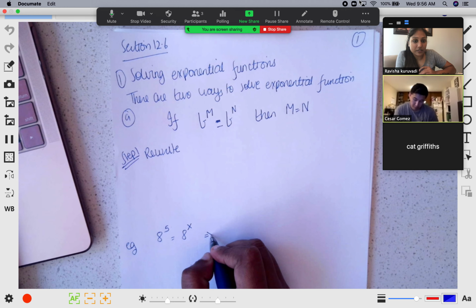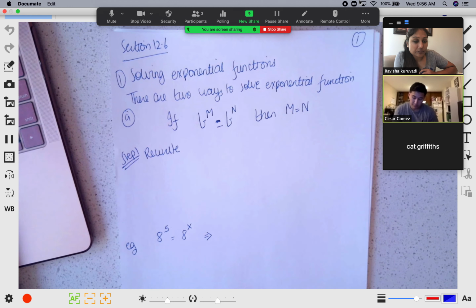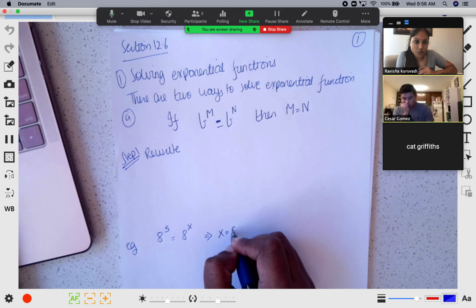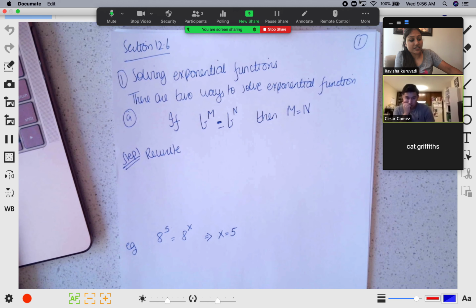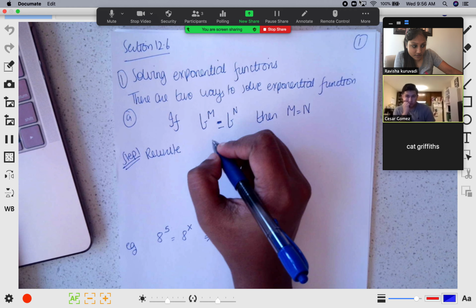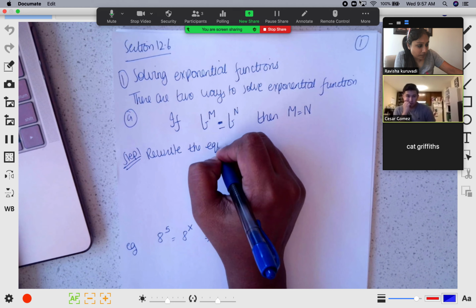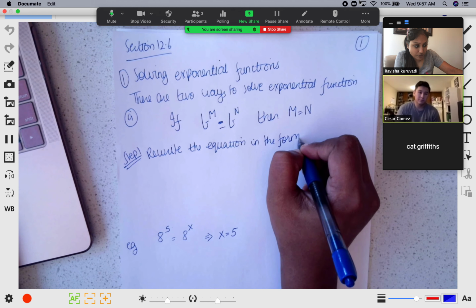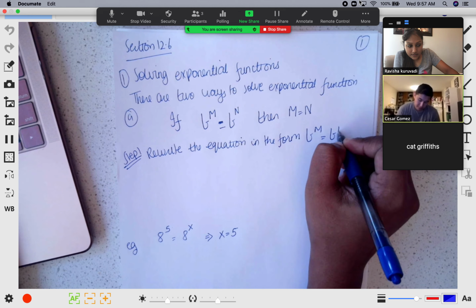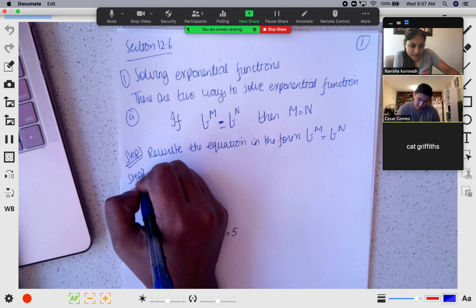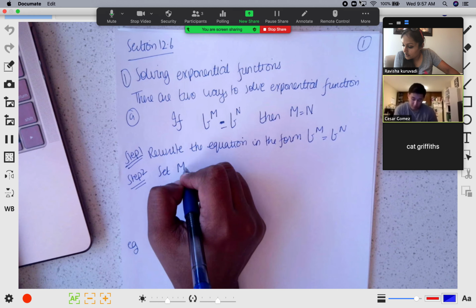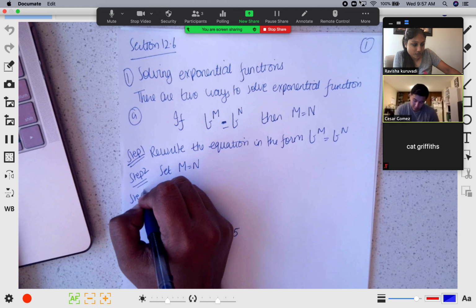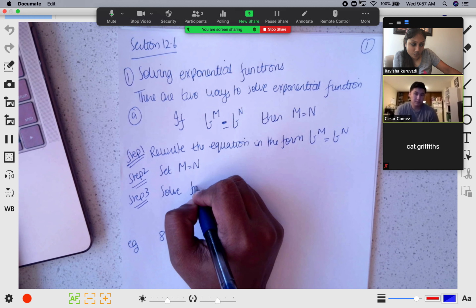What do you get from this? X equals 5. Since my base is the same, my exponents become equal. That's the first method. But there are steps to solve this equation. First, you will write the equation in the form b to the power of m is equal to b to the power of n. Step 2 is set m equal to n. Step 3 is solve for the variable.